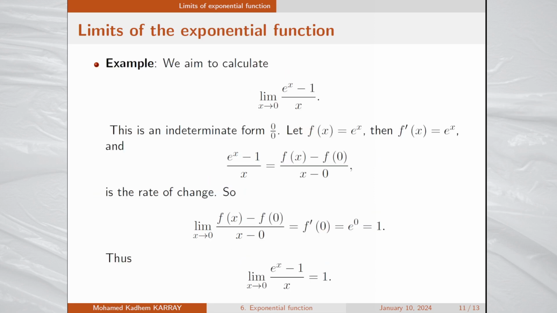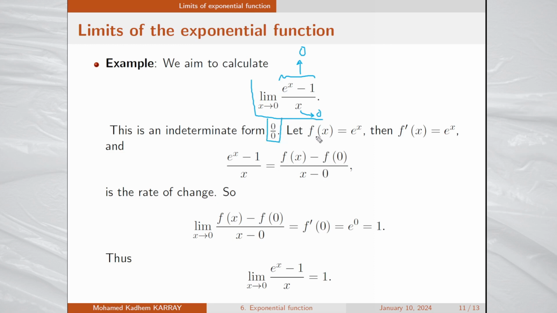Here is another limit which we may calculate with the help of the properties of the exponential function. Assume that we have to calculate the limit here when x goes to 0 of exponential of x minus 1 divided by x. So let's see together. This term here goes to 1 minus 1, which is 0. The denominator also goes to 0, so it is an indeterminate form, 0 divided by 0.